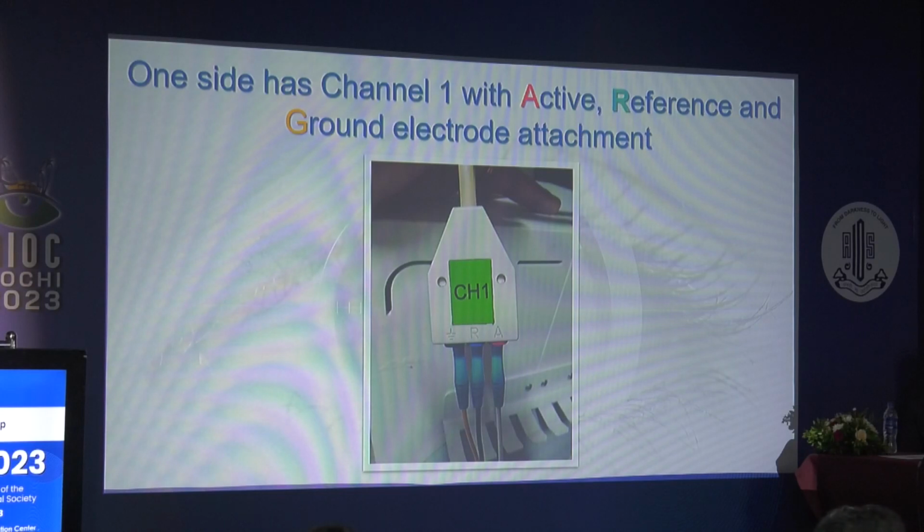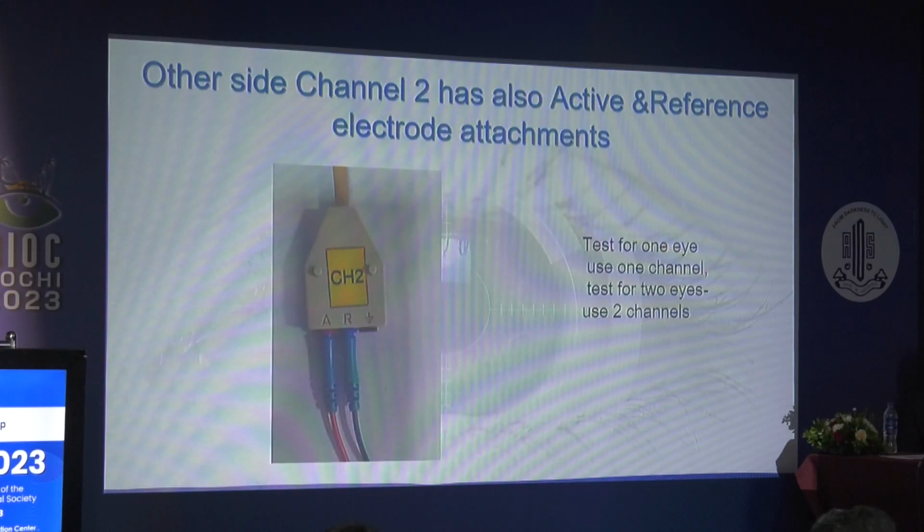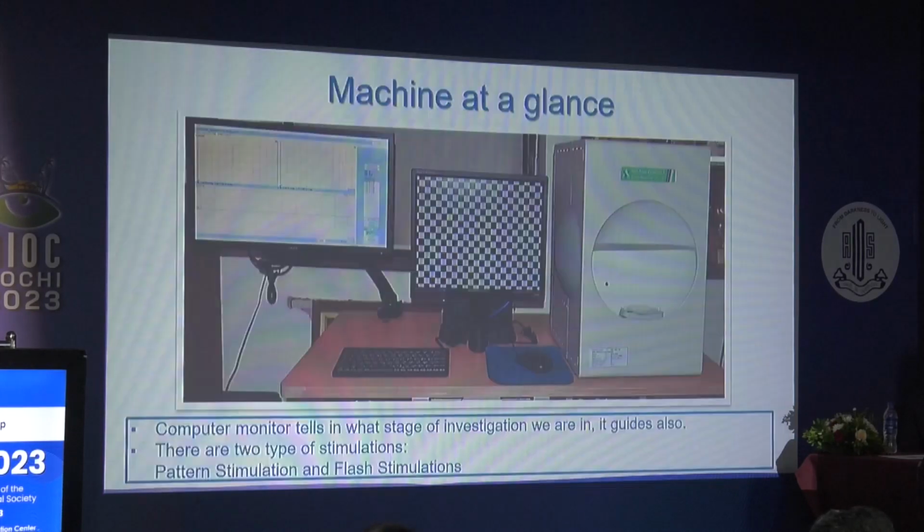Then we have adapters, which are one channel or two channel adapters. One side, channel 1, has an active, reference and a ground electrode attachment. The second channel, the other side, also has an active and reference electrode attachment. When we have to test one eye, we usually use one channel, and when we have to test two eyes, we use the two channel.